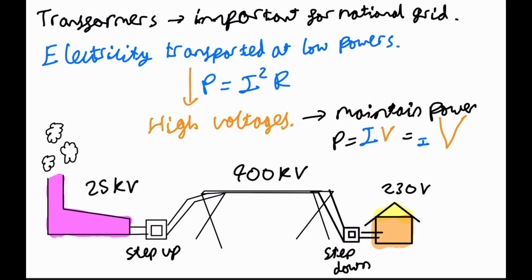Say you start off in the generation of electricity, say a power plant, with power from the turbines being created at 25 kilovolts. You need a step-up transformer to step it up to 400 kilovolts. So you have a very low current, so you have barely any power losses. And when you transport it to homes, you need another step-down transformer to bring it back down to 330 volts, so it's safe to use at home. So this is how you would use transformers in everyday life and the national grid.